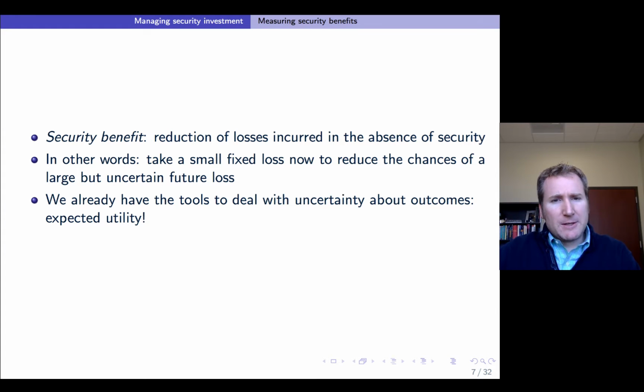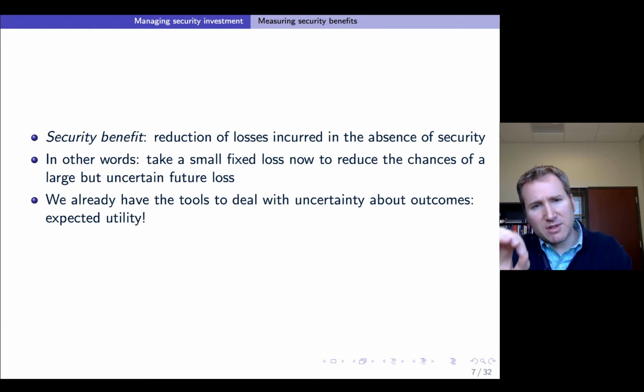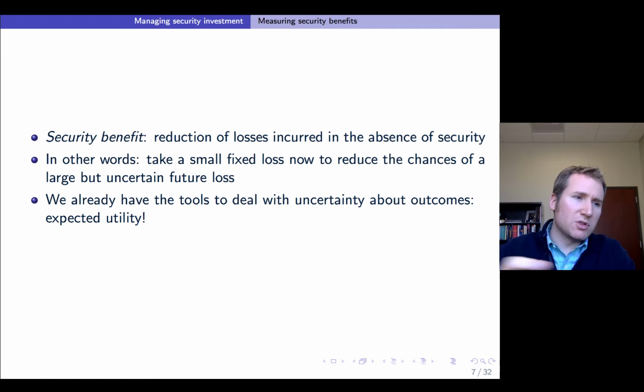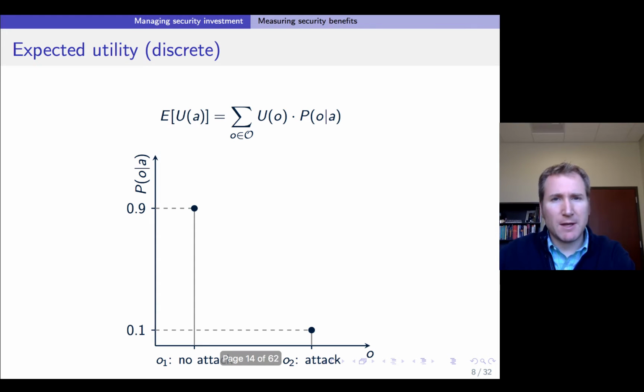So, security benefit. Again, this is the reduction of losses incurred in the absence of security. In other words, we're going to spend some money on security. We're going to incur a small fixed loss now, and in doing so, we're going to reduce the chances of a larger uncertain loss down the line. And the good news is from our previous class, we now have the tools to deal with uncertainty about what outcomes are likely to occur. We can just apply expected utility theory directly to help measure security benefits and costs.